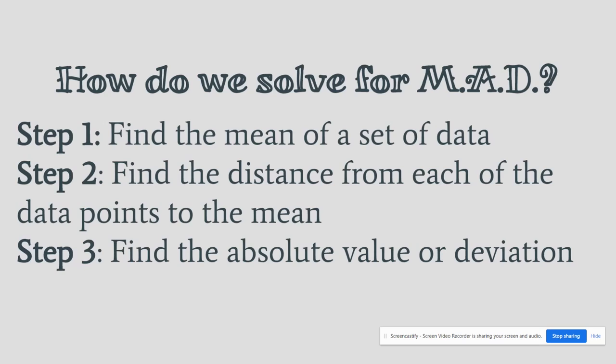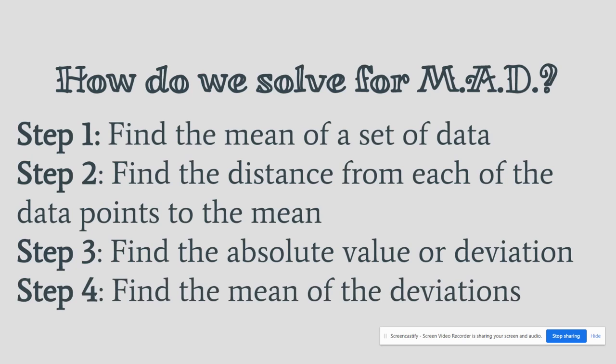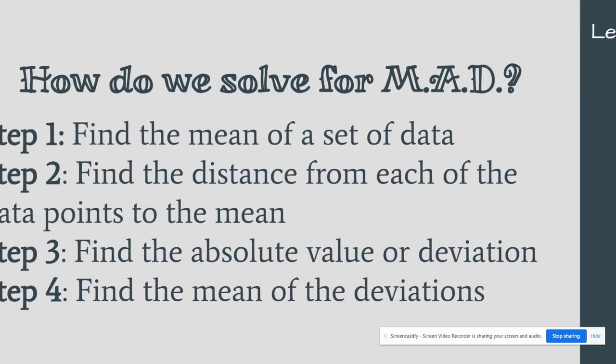Once you subtract the mean and the data point, you're going to find the absolute value of that, or the deviation, how far that data point deviates or is away, the distance from the mean. Finally, to find the mean of your deviations, you are going to add them all and divide by the number of data points you added.